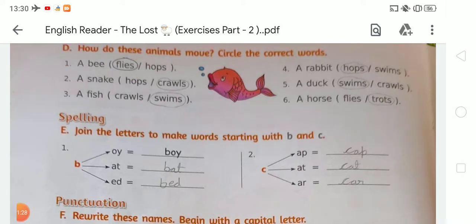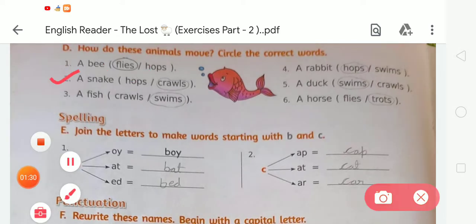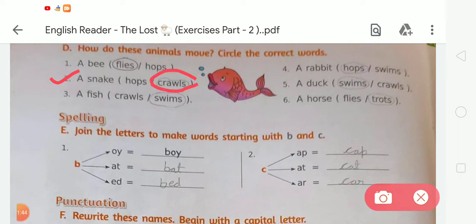After that, the next animal is a snake. Tell me, what is the movement of a snake? There are two options: first is hops and the other is crawls. The correct one is crawls, so we have to circle the word crawls. In number 1, the movement of bee is flies, and the spelling of flies is F-L-I-E-S, flies. The second one is crawls. The movement of snake is crawls, and the spelling of crawls is C-R-A-W-L-S, crawls.